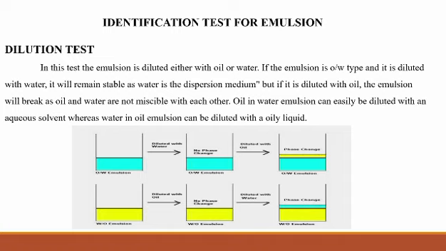So there are certain tests which are used for the identification of emulsions. We use five identification tests to identify the types of emulsions. The commonly used tests are dilution test, dissolubility test, conductivity test, cobalt chloride test, and fluorescence test.